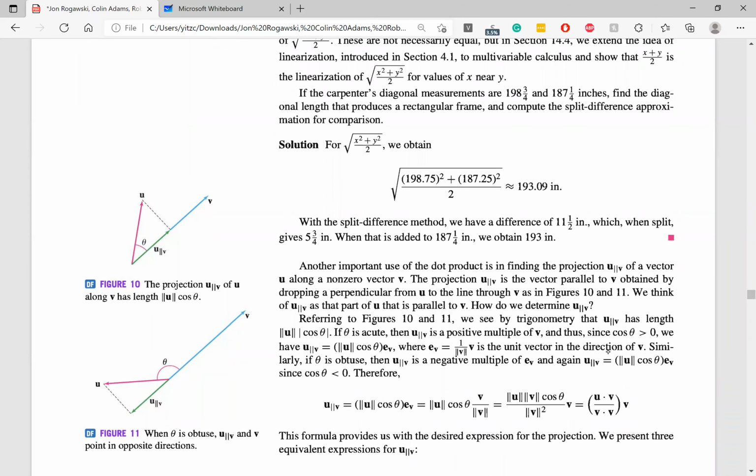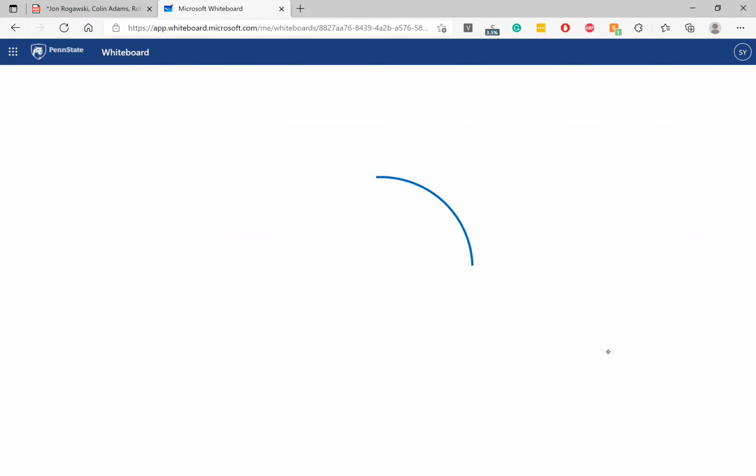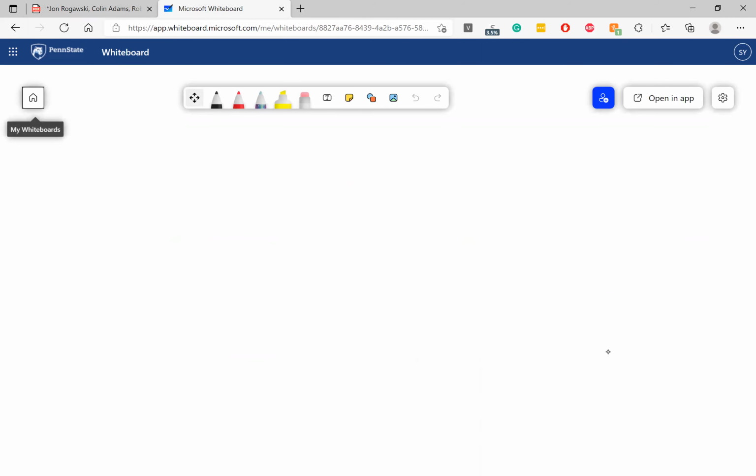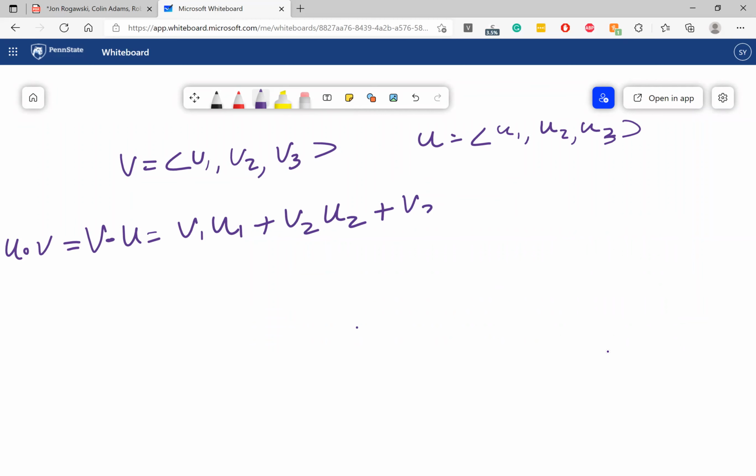Okay, so let's just review a little bit what the dot product was. So we said that if you have two vectors, let's say V, which is equal to V1, V2, and V3, and U, which is equal to U1, U2, and U3, then the dot product between them, V dotted with U, which is the same as U dotted with V, is going to be equal to V1 times U1 plus V2 times U2 plus V3 times U3. So just multiply each component.